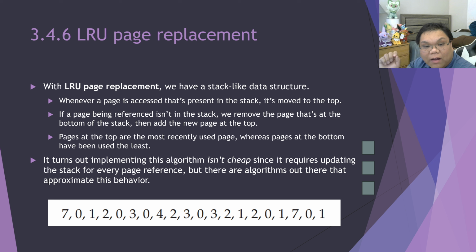Pages at the top are the most recently used pages, and because of the rules here, the least recently used pages get moved to the bottom. It turns out that implementing this algorithm isn't cheap because we need to update the stack for every page reference. But there are algorithms out there that approximate this behavior, so we don't have to update it every page reference, but instead every, say, 100 page references. There are ways to do that, but I think I'll have to get to that in the next video.